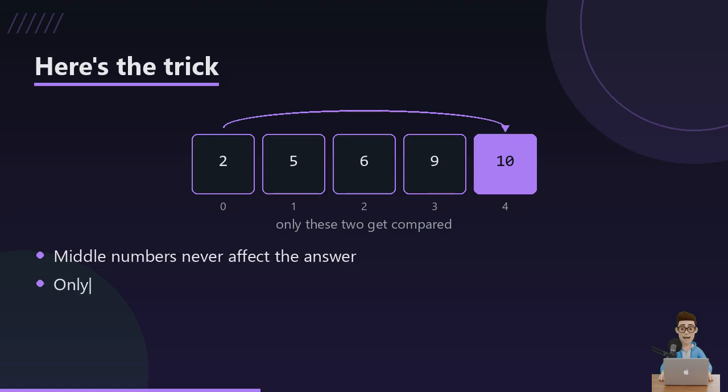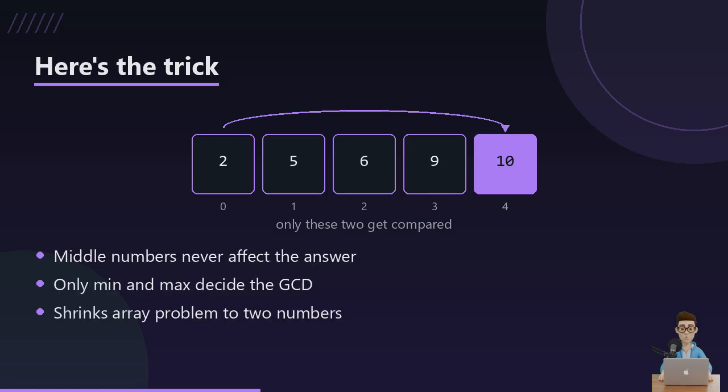So here's the trick. The problem statement basically hands you the answer shape. It explicitly says use the smallest and the largest, not all of them. That means this is really just the classic 2-number GCD problem wearing an array costume.